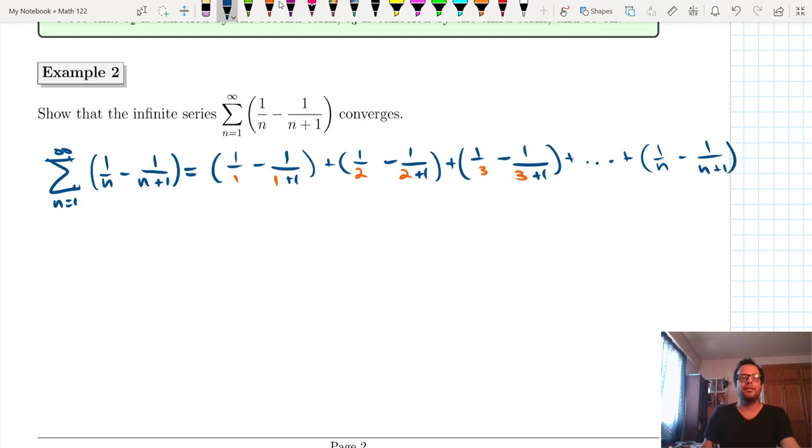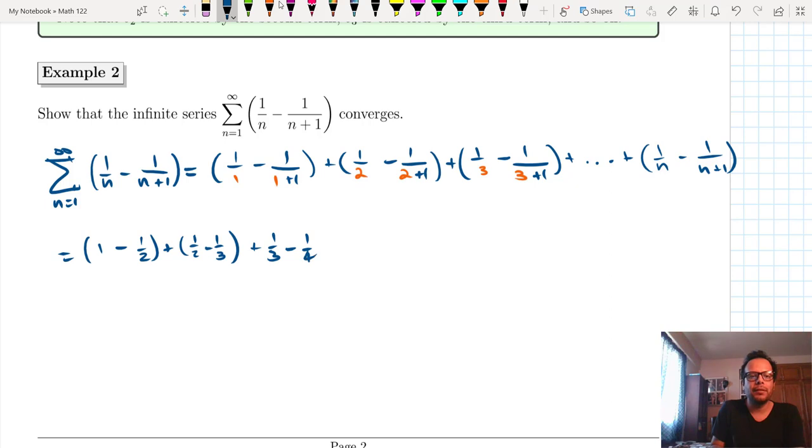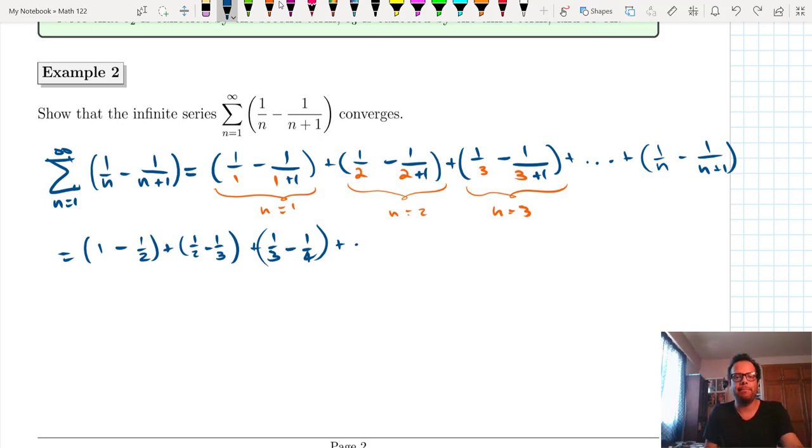Okay, so let's simplify these elements. This will be 1 over 1, which is 1, minus 1/2, plus 1/2 minus 1/3, plus 1/3 minus 1/4. In this case, it's worth saying that this first one was obtained using n equals 1, this was obtained using n equals 2, and this one was obtained by plugging in n equals 3. And for the next step, plus dot dot dot. Okay, let me leave more space.